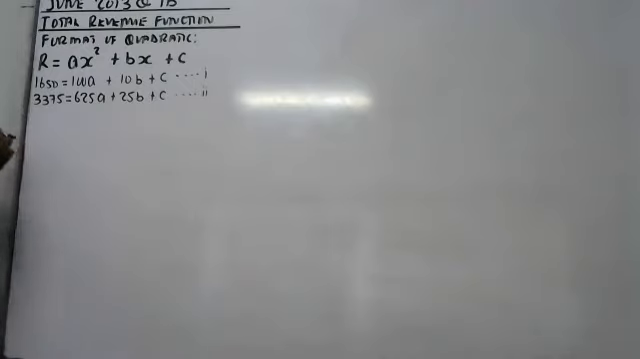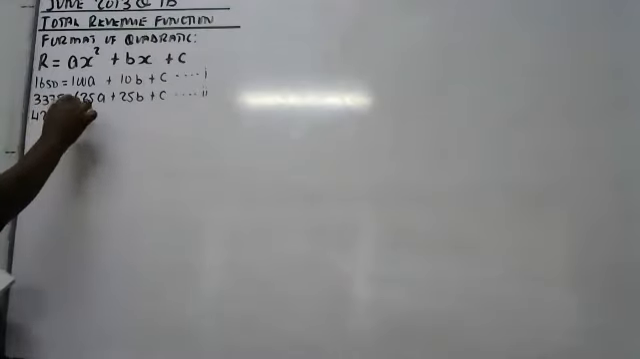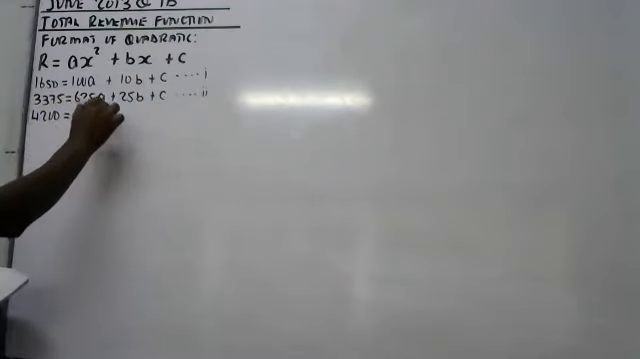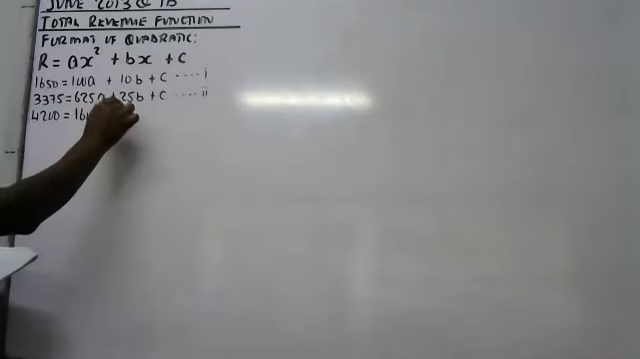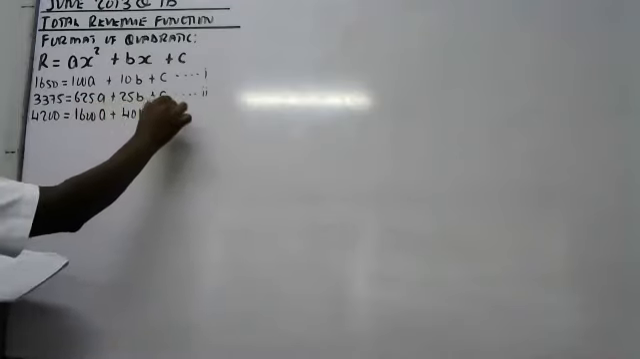Then this other one is 4200 is equal to, so now we have 40 squared would be 1600. 1600A plus 40B plus C. That is number three.